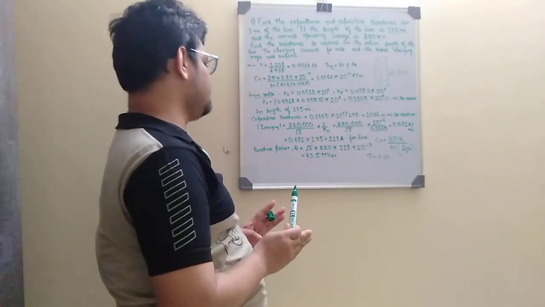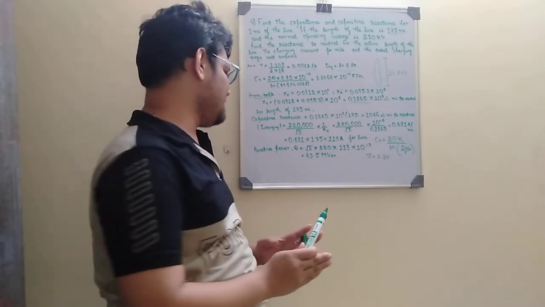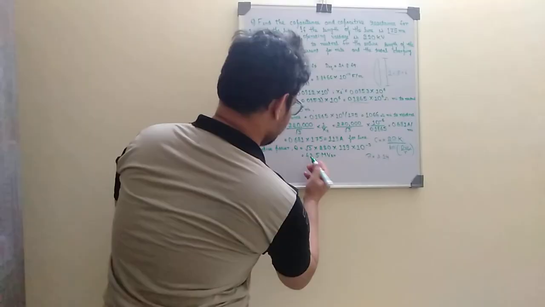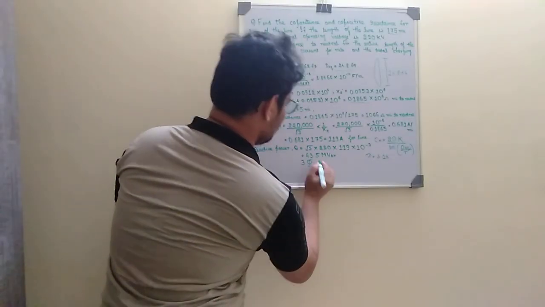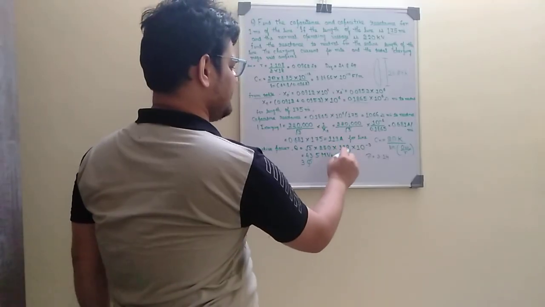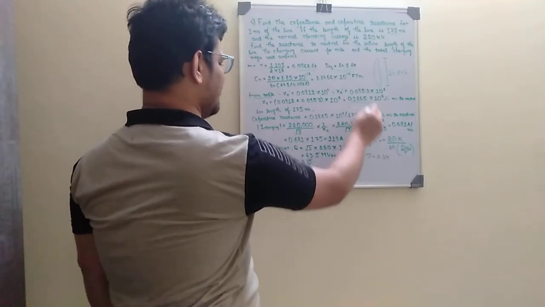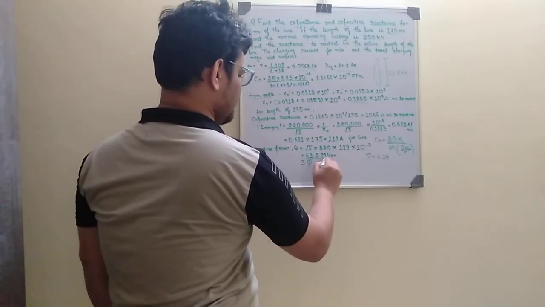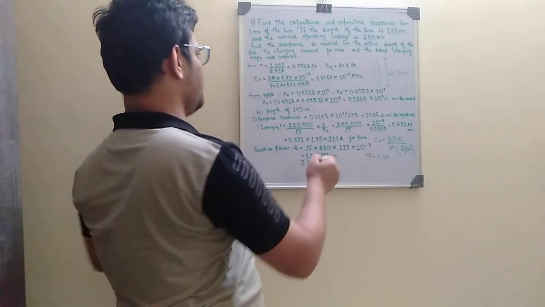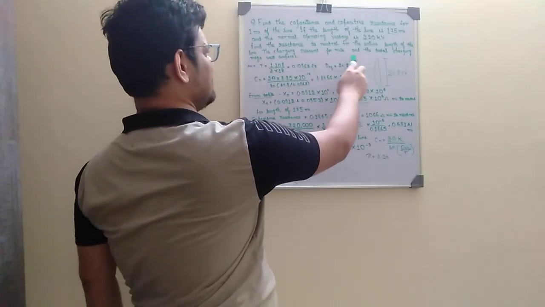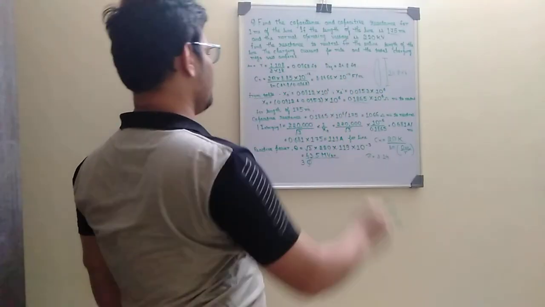Now we will calculate the reactive power. The reactive power formula is Q is equal to root 3, because it's a three-phase wire, into 220 into 119, that is the current, into 10 to the power minus 3. If we calculate the whole, we will get 43.5 megavolt ampere. So we are getting the total current and the charging current, as well as the total charging megavolt ampere.